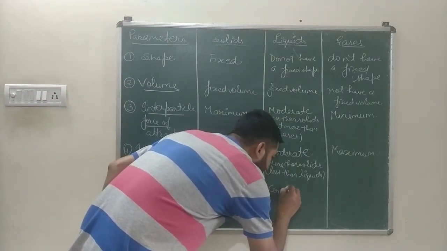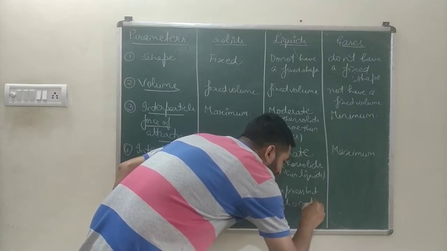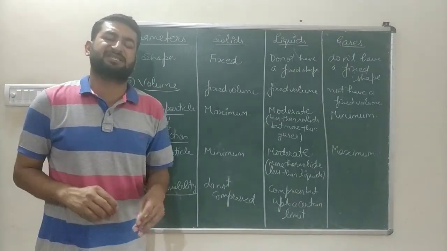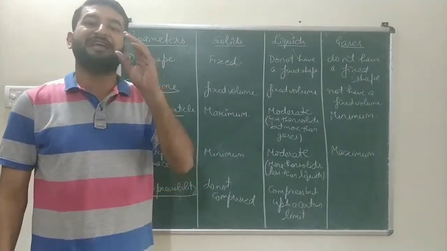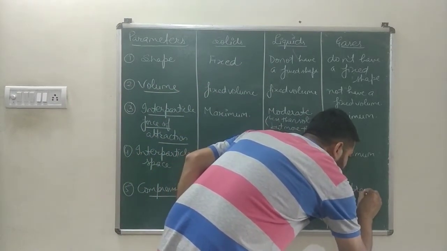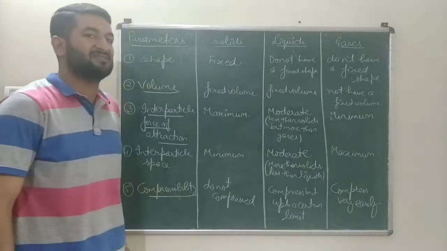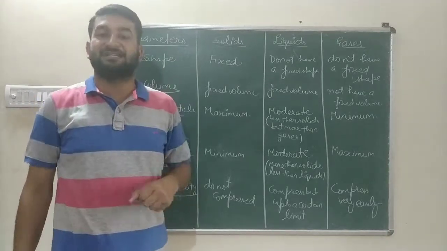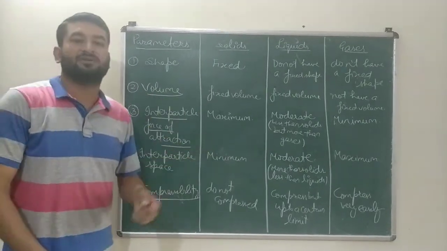Liquids, they compress, but up to a certain limit. Usually liquids do not compress, but some liquids which have very less density do compress, though their compressibility is very less. And gases, they compress very easily. You must have heard about compressed natural gas. The natural gas is compressed, and that compressed natural gas is used as a fuel in automobiles. So these are a few characteristics on which solids, liquids and gases are differentiated.